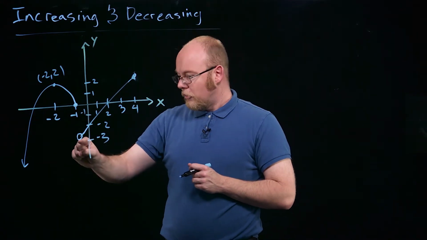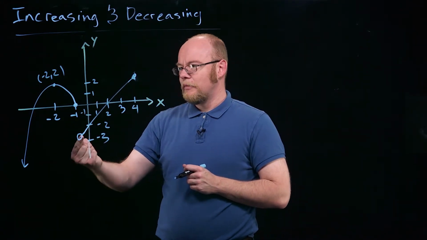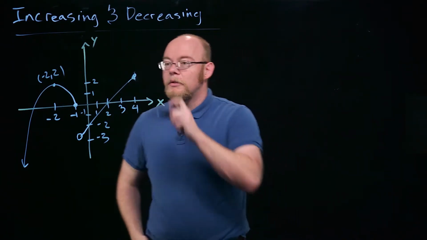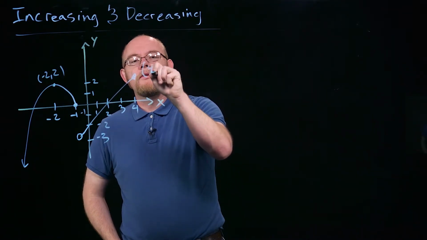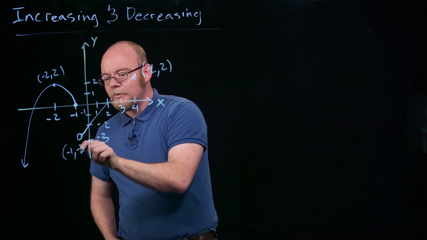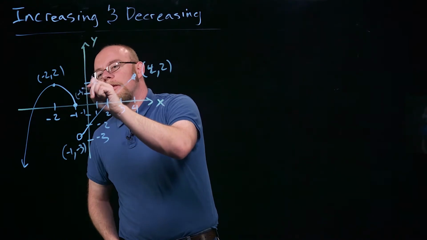And then down here at the point -1, 3, this comes up basically like a straight line until it hits this point 2, 4. So in fact, let's go ahead and label those points. So 4, 2, my bad. This point down here is -1, 3, and then this point is -1, 0.